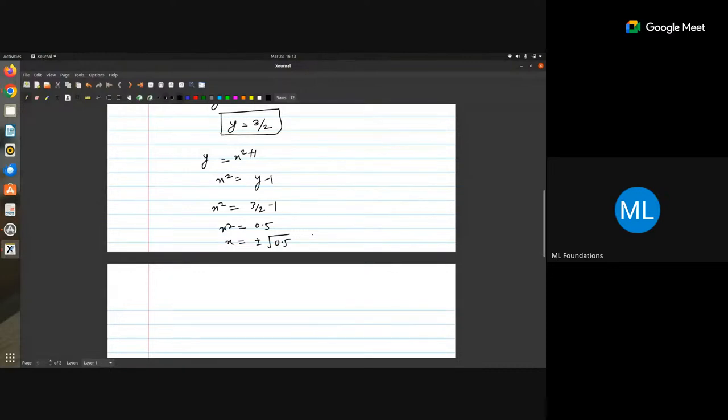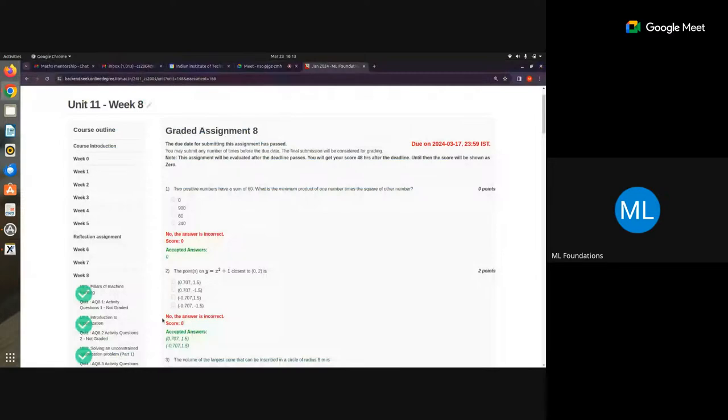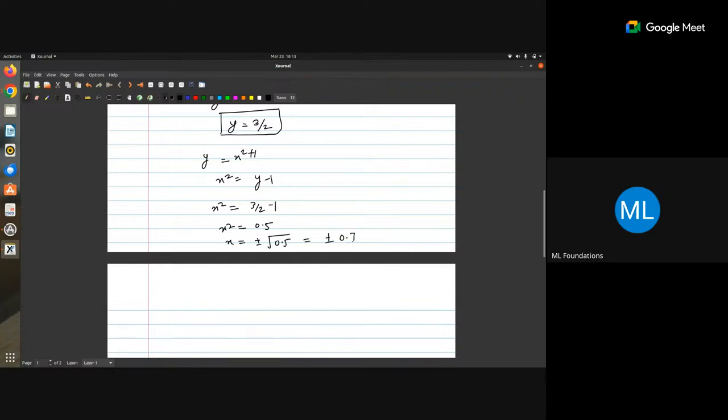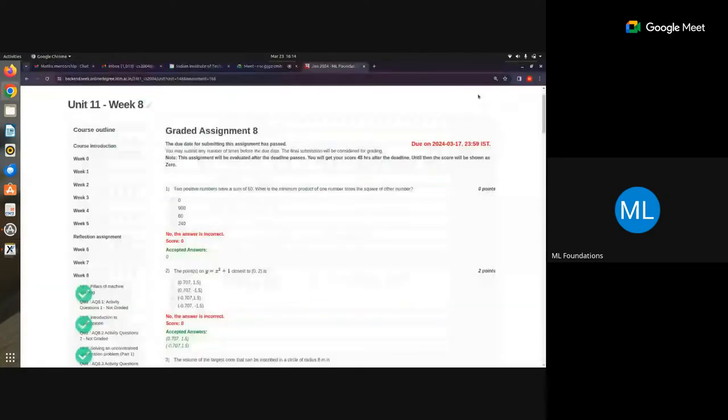Right? So can you tell me what is root of 0.5? I think it is 0.707, plus or minus. So I'll get 2 points here. Which are those 2 points? One is (0.707, 1.5), this is one point, and the other is (minus 0.707, 1.5). And these are the points which are closest to this (0, 2). And this is how we have to solve, right?